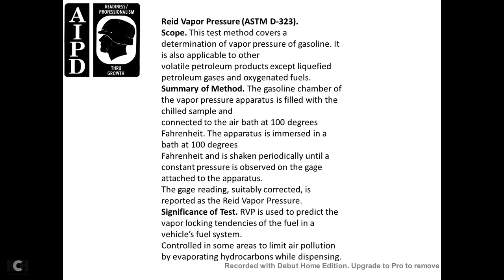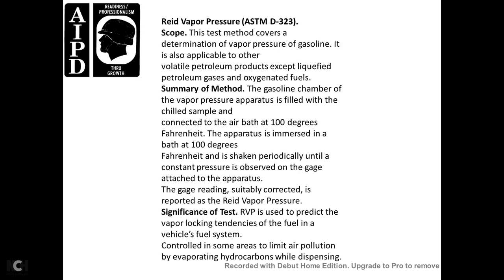Reid vapor pressure, ASTM D323. Scope: the test method covers the determination of vapor pressure of gasoline and is applicable to other volatile petroleum products, except liquefied petroleum gas and oxygenated fuels. Summary of method: the gasoline chamber of the vapor pressure apparatus is filled with the chilled sample and connected to the air chamber, then placed in a bath at 100 degrees Fahrenheit.